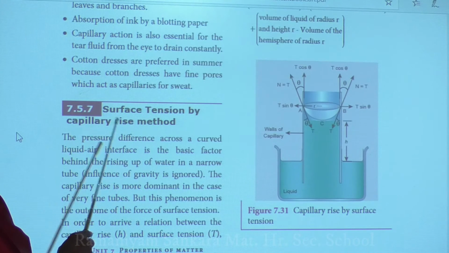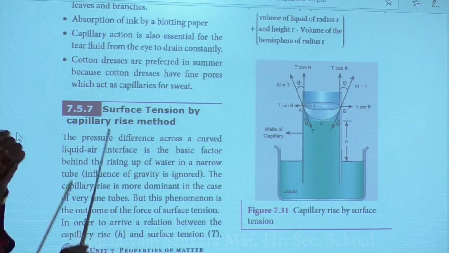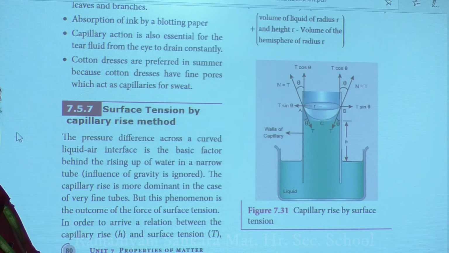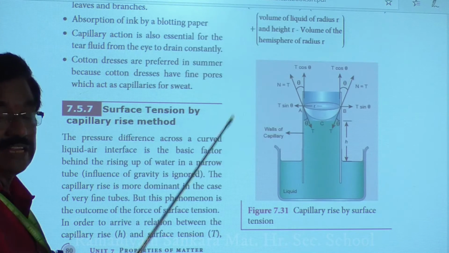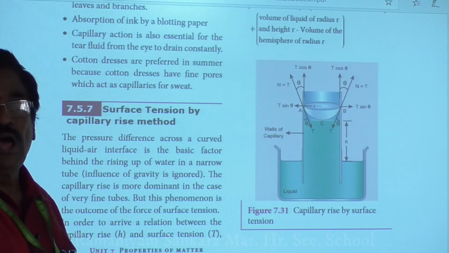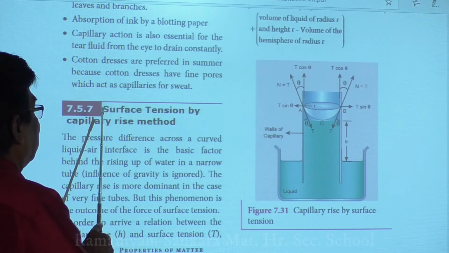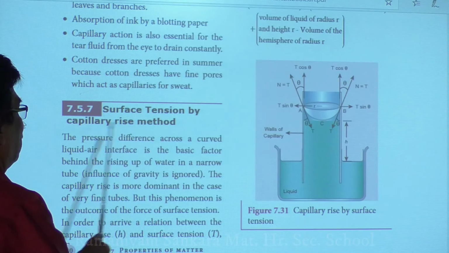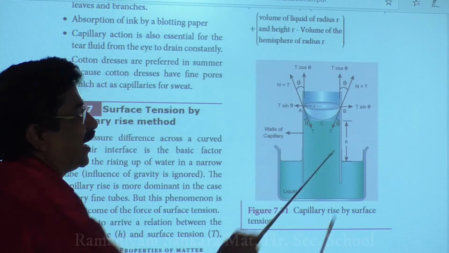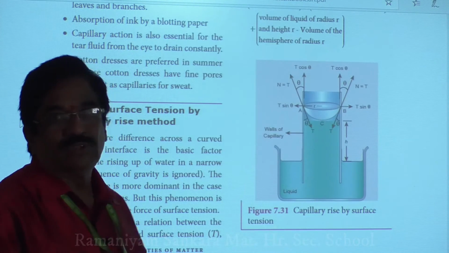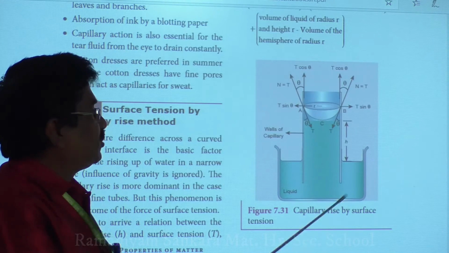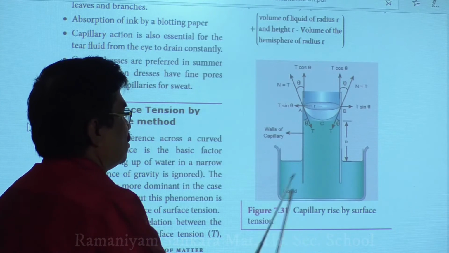Now, 7.5 point: surface tension by the capillary rise method. We have the practical and the derivation, a 5 mark question. Before going to this, as I told you, first you should draw the diagram. You write the heading, then draw the diagram. The diagram should be a replica, a xerox of it. Don't change anything. See, this is a beaker, this is water.